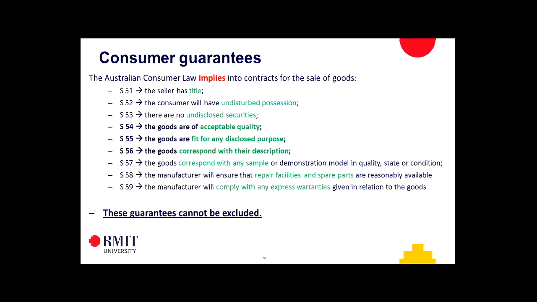So what does the Australian Consumer Law imply? Firstly, that the person selling you the goods owns those goods. That means that when you purchase it, someone's not going to come after you and say, well, that's mine. So that's implied. You also have undisturbed possession and that there's going to be no securities over it. What's important though is sections 54 to 56. There's a guarantee that the goods will be of an acceptable quality. That means that they will work, they will operate, the computer will turn on and do its functions.